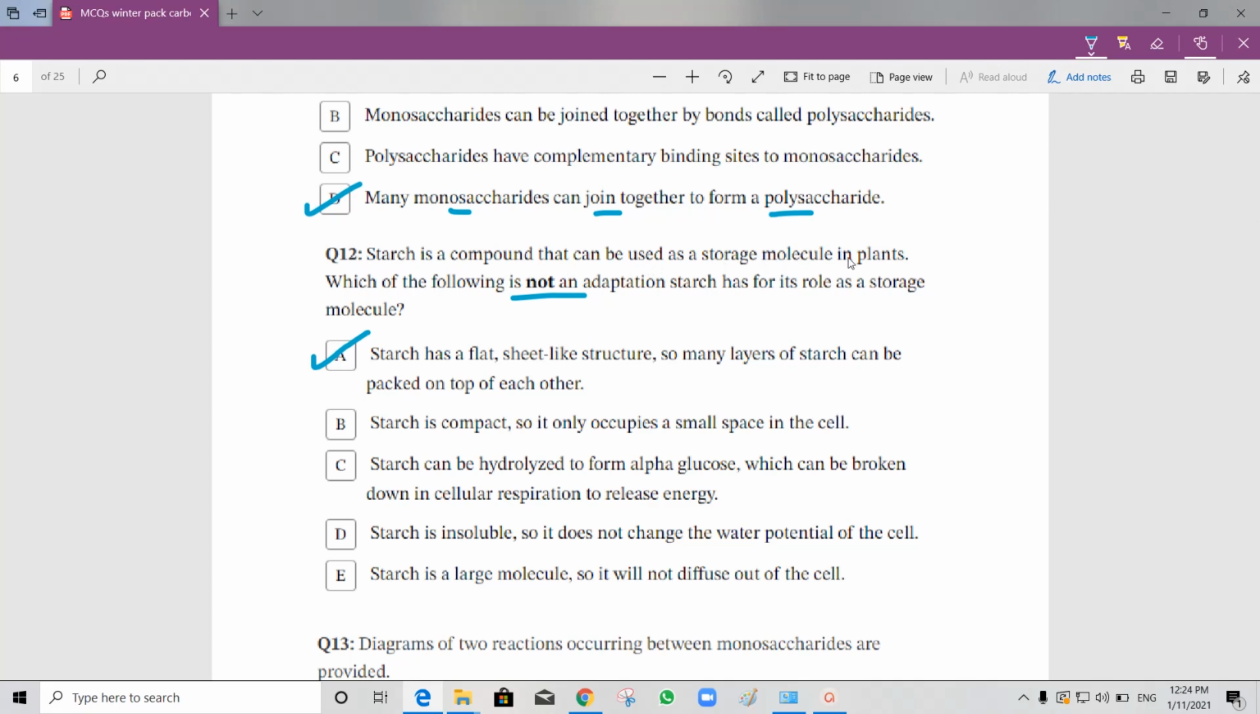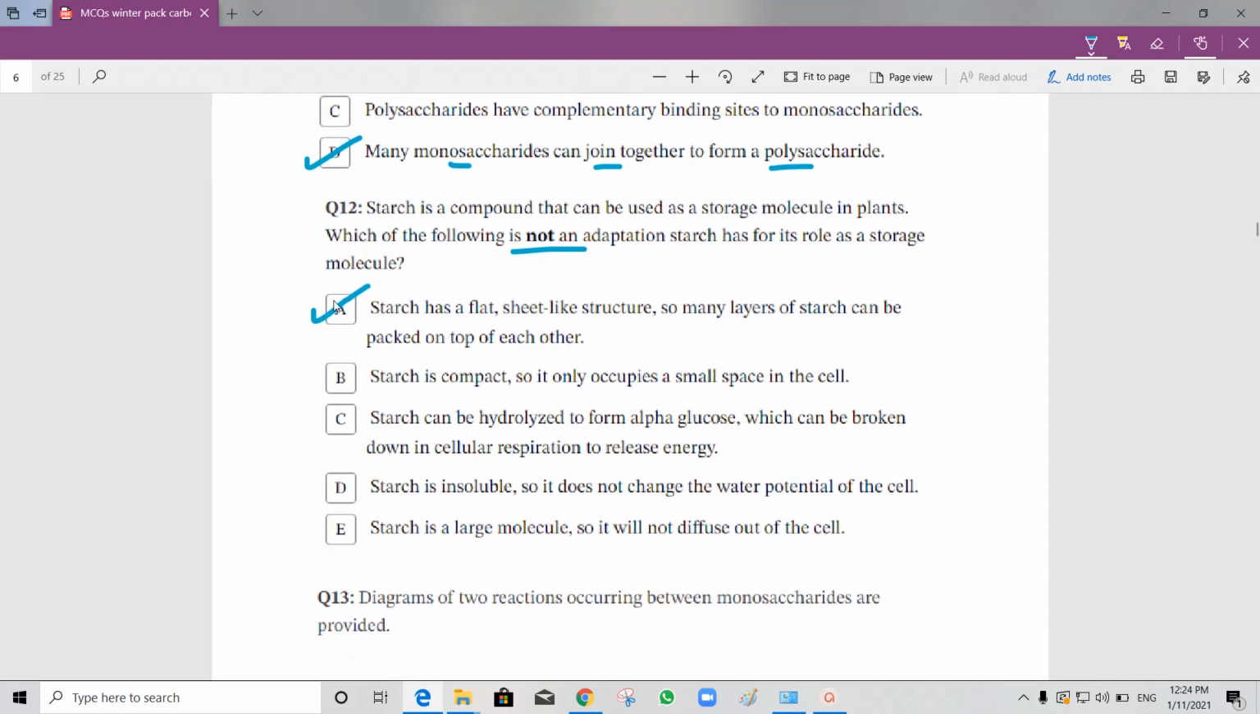Which of the following is not an adaptation? Please notice these parts: not an adaptation. Starch has for its role as a storage molecule. The correct answer is A. Question 13.